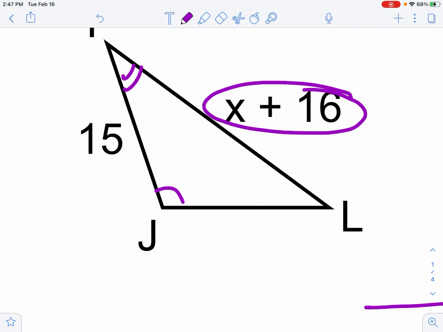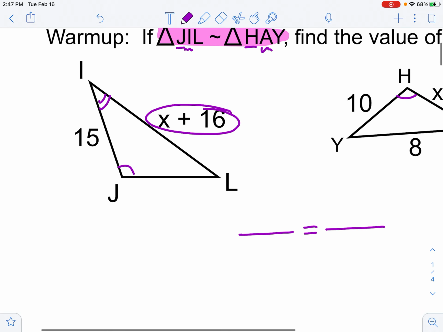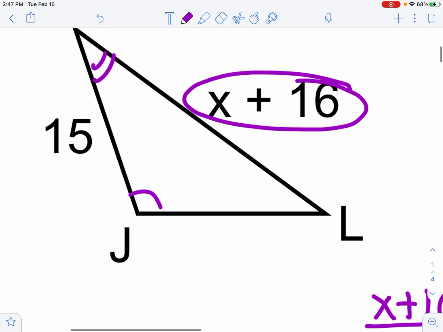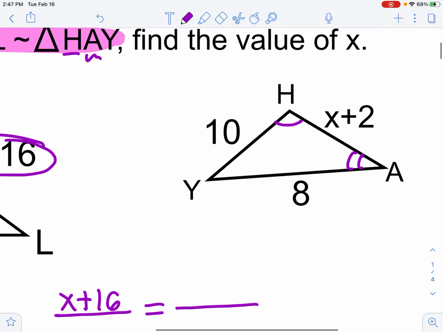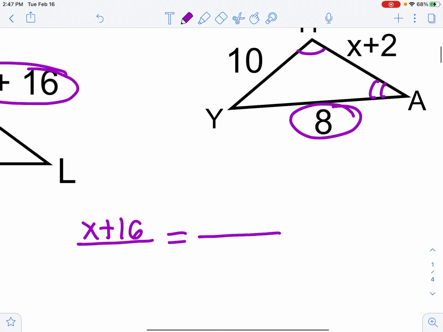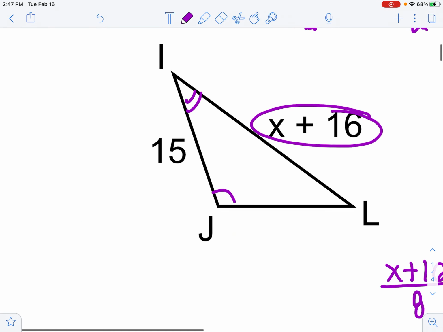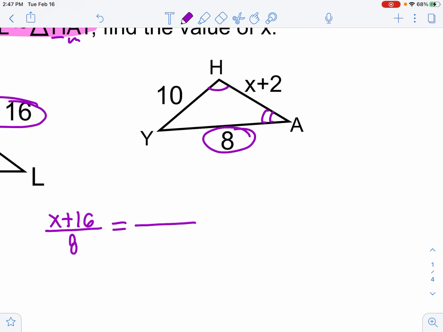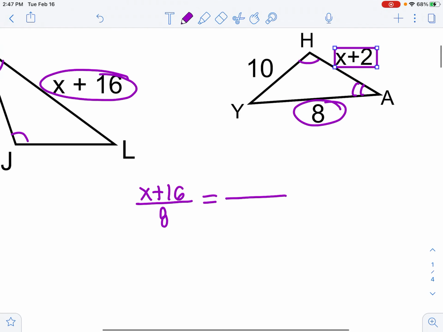Okay, so I will come over to the triangle on my left, and I'm going to start by picking X plus 16. X plus 16, and now I have to match it up with its corresponding side. So if you look, X plus 16 is in between my 2 tick mark and no tick mark side. So 2 tick mark and no tick mark side is 8. Come back over here. I'll choose 15 because that's the only thing left to choose. It's in between my 2 tick mark and 1 tick mark. 2 tick mark and 1 tick mark is X plus 2.